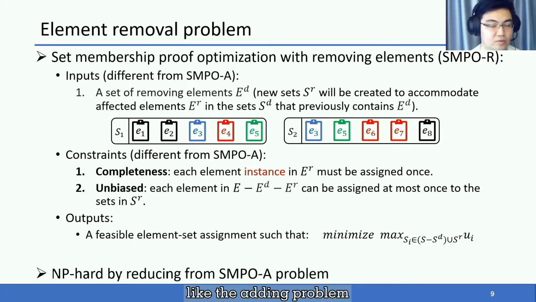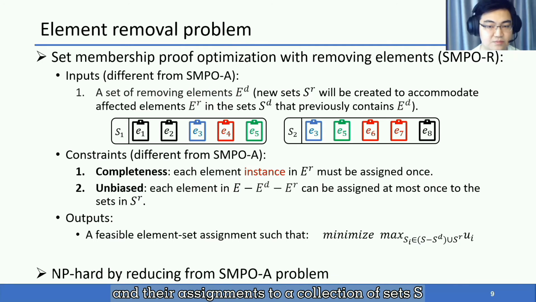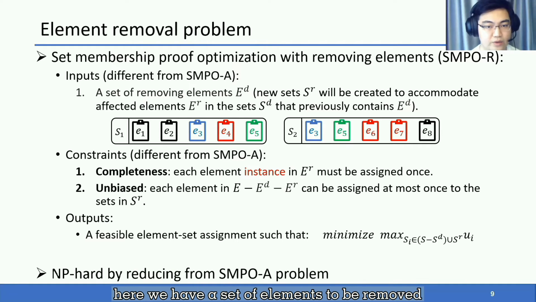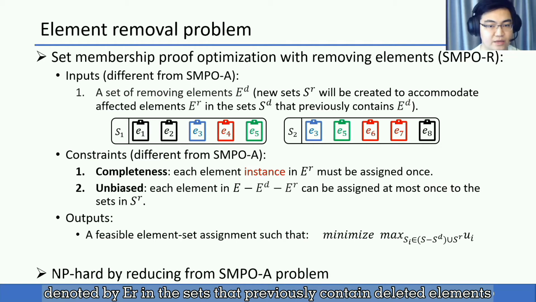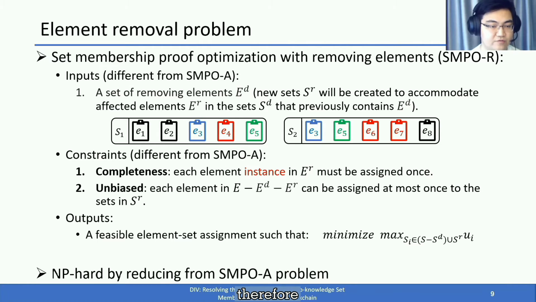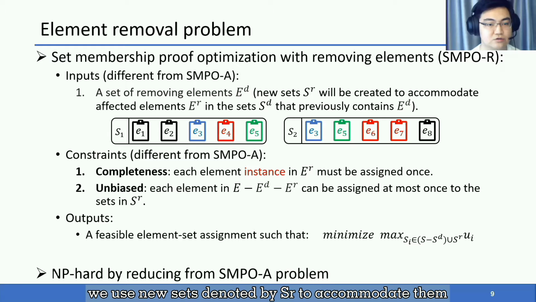Like the adding problem, the inputs contain a set of existing elements E and their assignments to a collection of sets S, with each set's usage frequency. The main difference is that here we have a set of elements to be removed. After deletion, we need to reorganize the remaining elements, denoted by ER, in the sets that previously contained deleted elements. Therefore, we use new sets, denoted by SR, to accommodate them.